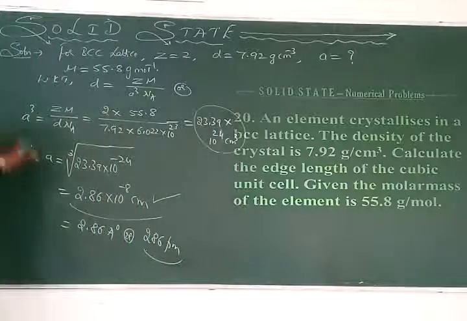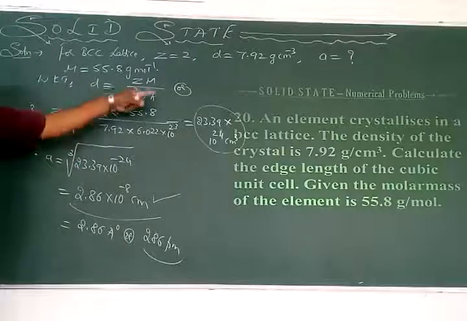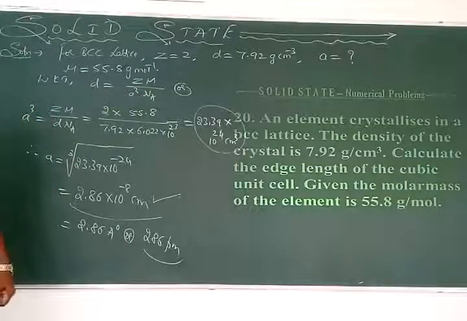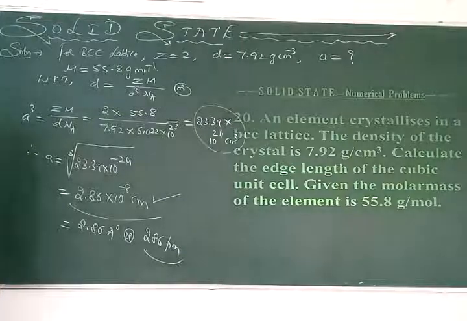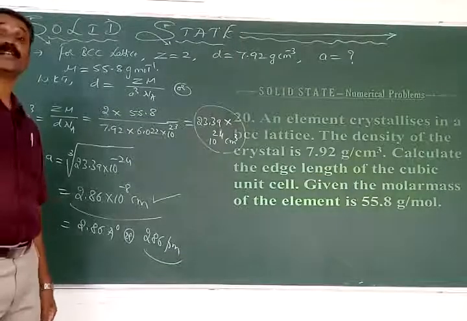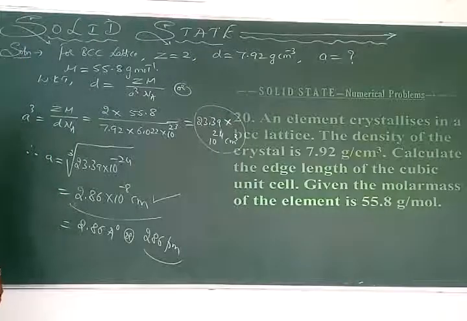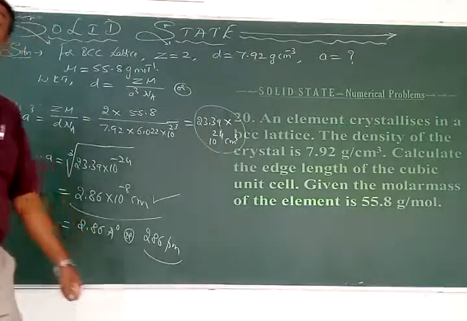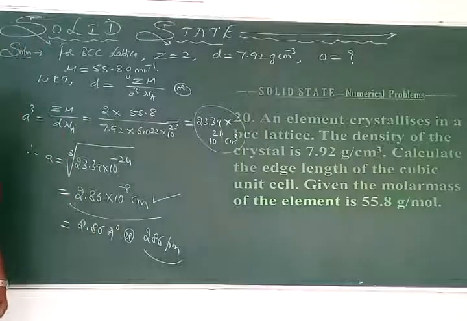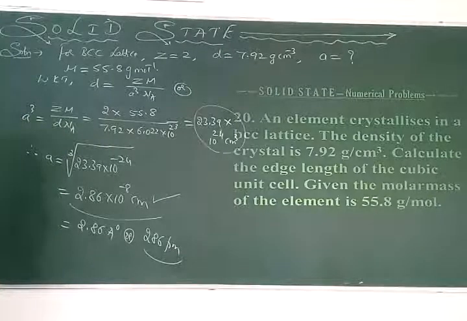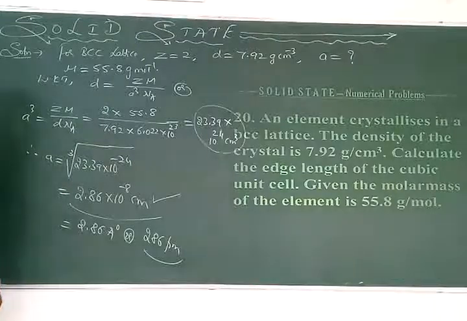First you have to be very familiar with this formula: D is equal to Zm by A cube into Na. Then you have to know the concept of number of particles with respect to SC, BCC and FCC, that is Z is equal to 1 for SC, Z is equal to 2 for BCC and Z is equal to 4 for FCC. Or sometimes it may be the HCP, or CCP, cubic close packing. And then you have to know the contribution of each particle. Corner particle contribution is 1 by 8, face centered particle contribution is 1 by 2, body centered particle contribution is 1, and the edge contribution is 1 by 4.